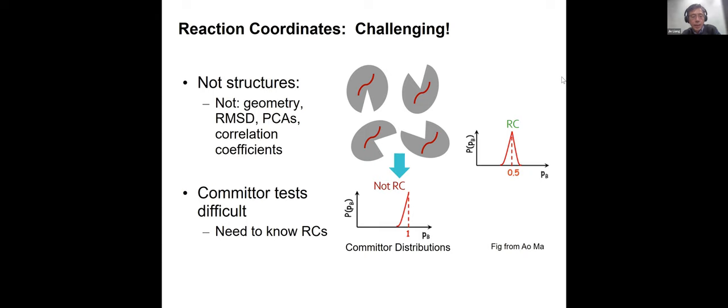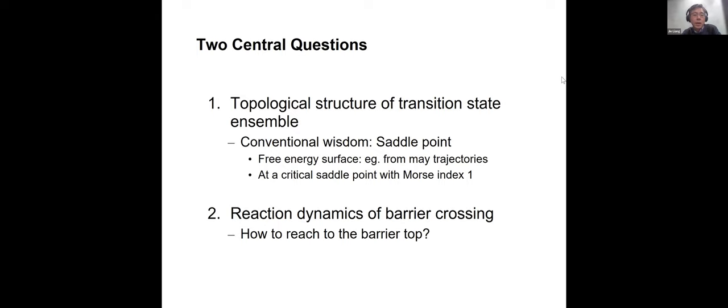Because of all these methods, you subject the suspected configurations to the committor test, and most times they will fail. You really need a way to get these reaction coordinates. So there are two central questions to this problem. What is the topological structure of molecules at the transition state? This is called the transition state ensemble. And what is the reaction dynamics of barrier crossing? How do molecules reach through the barrier tops?